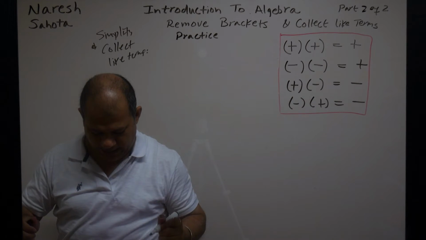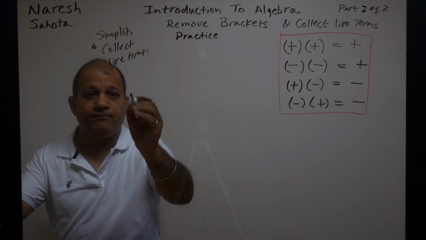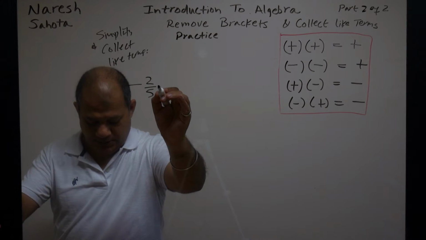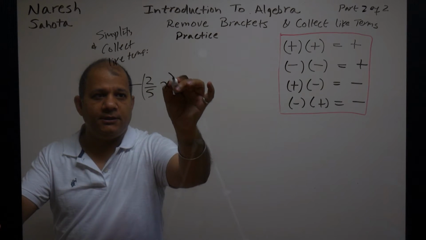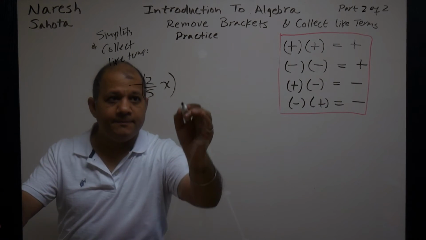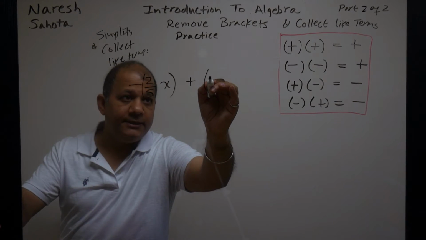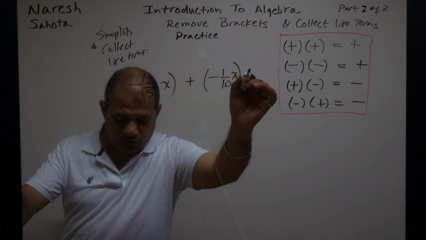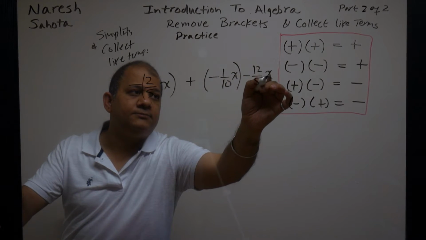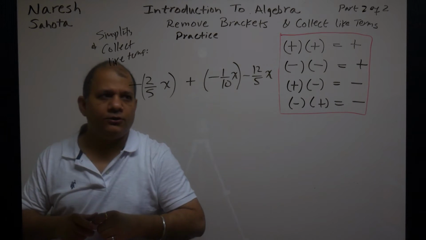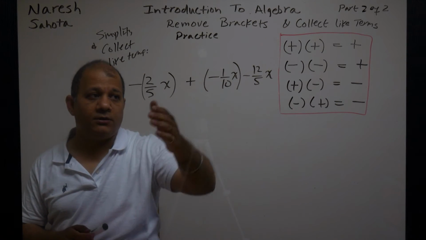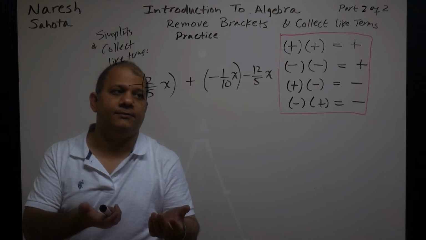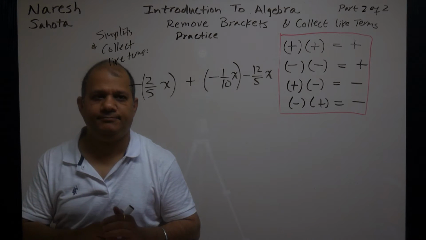And now we have, let's do a fraction. So negative 2 over 5x, and actually I'm going to put negative on the outside, plus we have negative 1 over 10x, and then minus 12 over 5x. So they're all x terms, so they're all alike. So all we have to do is remove brackets and then add the fractions.